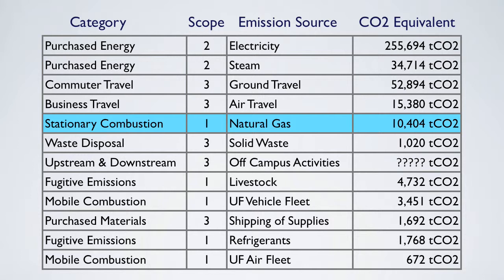buildings on campus, the combustion of gasoline and diesel by the university's vehicle fleet, the combustion of aviation gas and jet fuel by the university's private aircrafts, fugitive emissions from refrigeration equipment at the university's chilled water plants, and fugitive emissions from the university's livestock production systems.